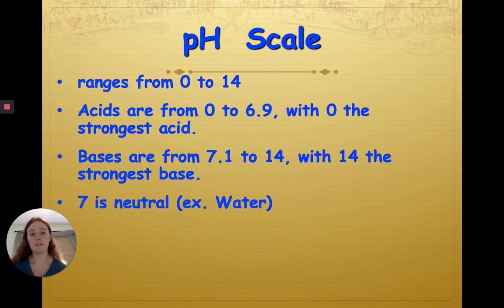You may have heard of the pH scale before, and usually we do a little lab with this stuff. If we have time when we get back, we'll do it at that time. So the pH scale ranges from 0 to 14. Acids go from 0 to 6.9, with 0 being the strongest acid. Bases are from 7.1 to 14, with 14 being the strongest base. Notice that I started here with 6.9 and here with 7.1. So right in the middle there is that number 7, and that is considered neutral. And they say that water is neutral.